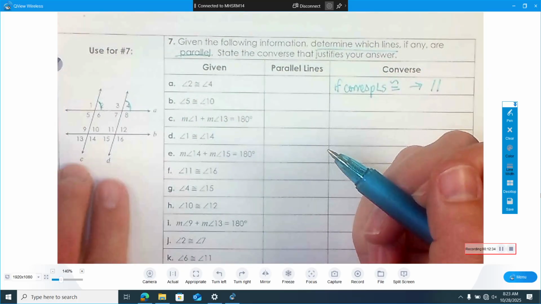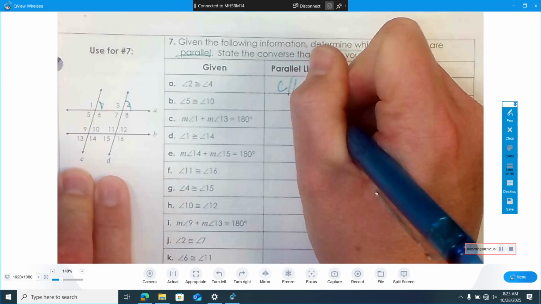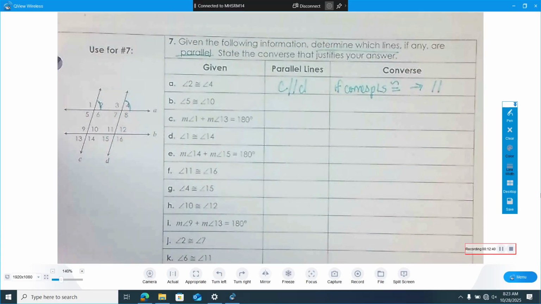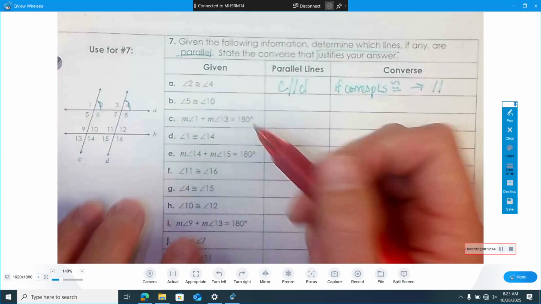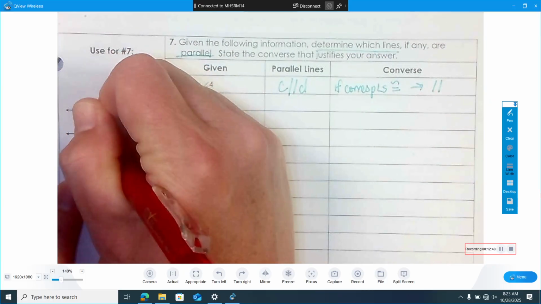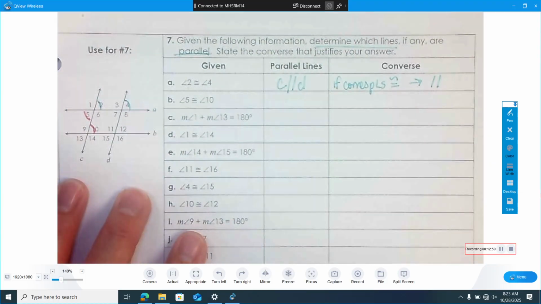Okay? So we have to be able to recognize which lines are parallel. So C would be parallel to D. All right, let's look at number B here. Angle 5 is congruent to angle 10. So here's angle 5 is congruent to angle 10.